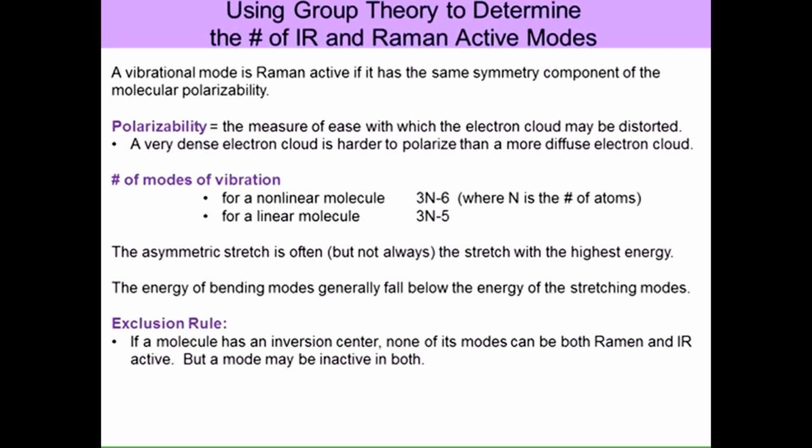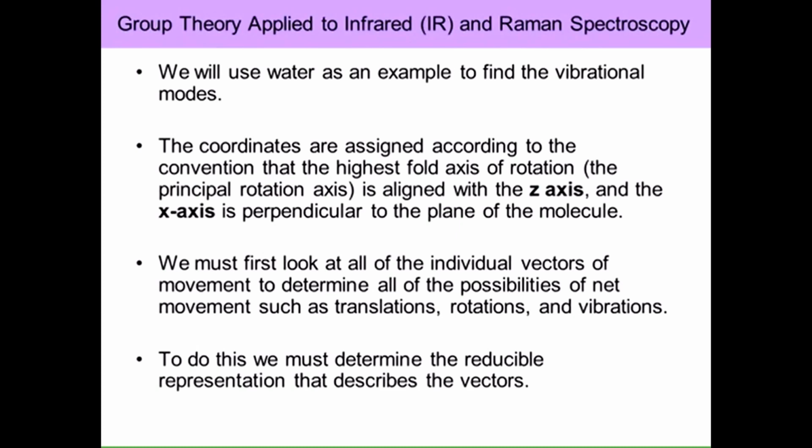This is the formula to calculate the number of vibrational modes: 3n minus 6 and 3n minus 5. 3n minus 5 is used for linear molecules and 3n minus 6 is used for non-linear molecules. We will learn these things later. This is the rule for the representation of the molecule before calculating IR and Raman active modes.